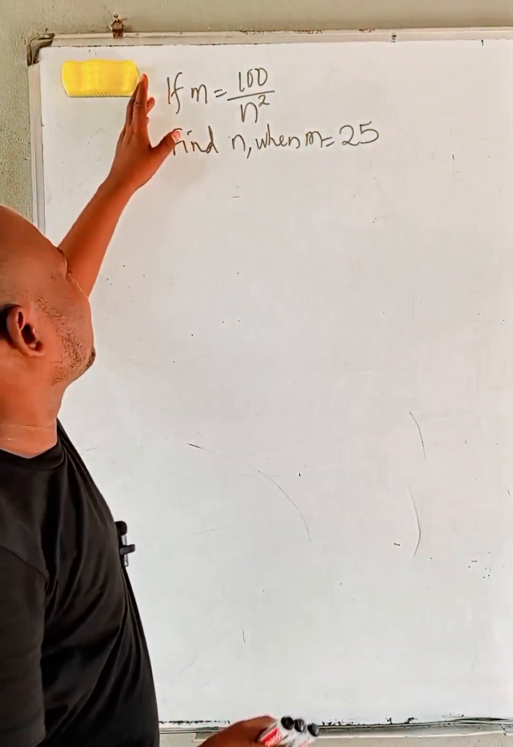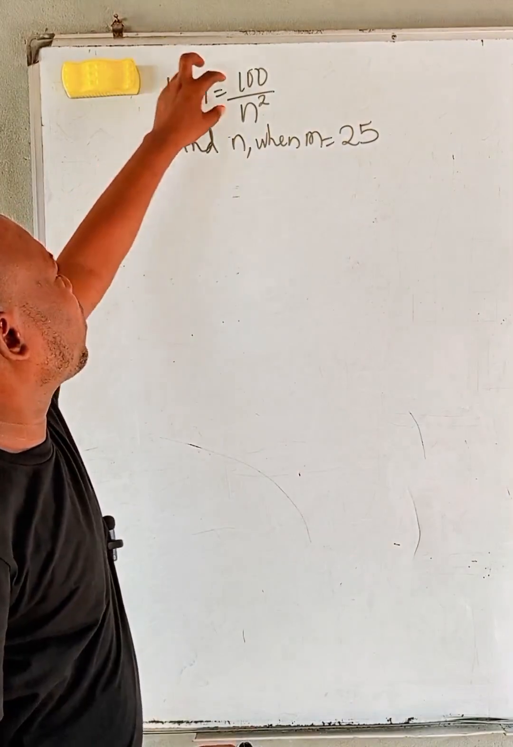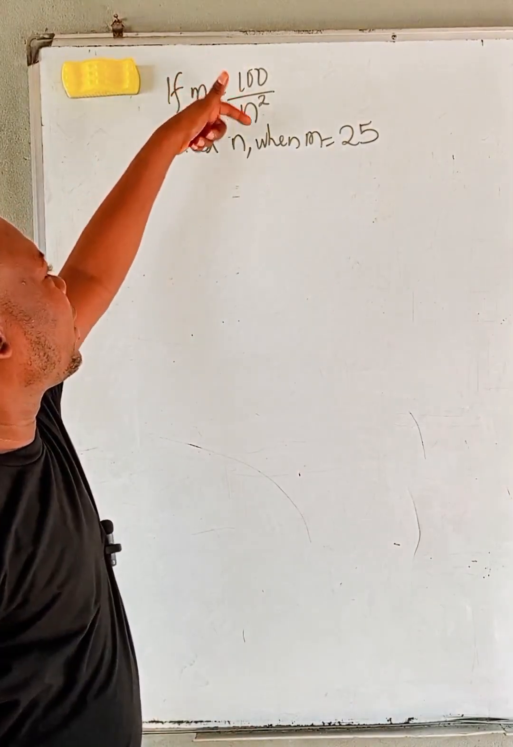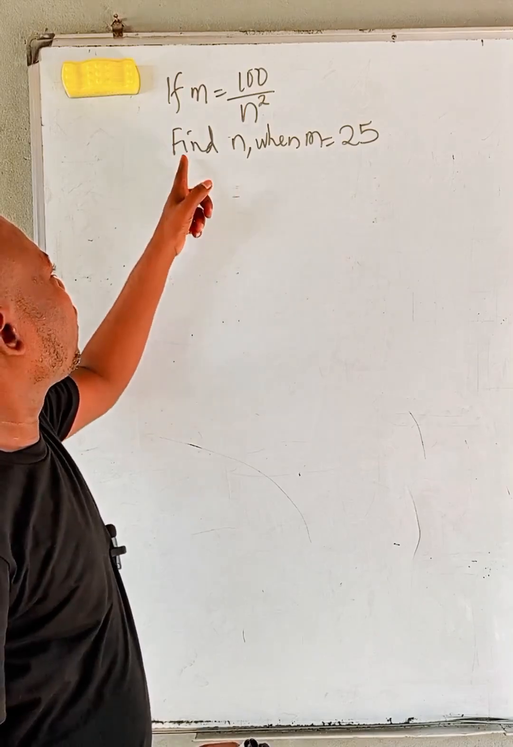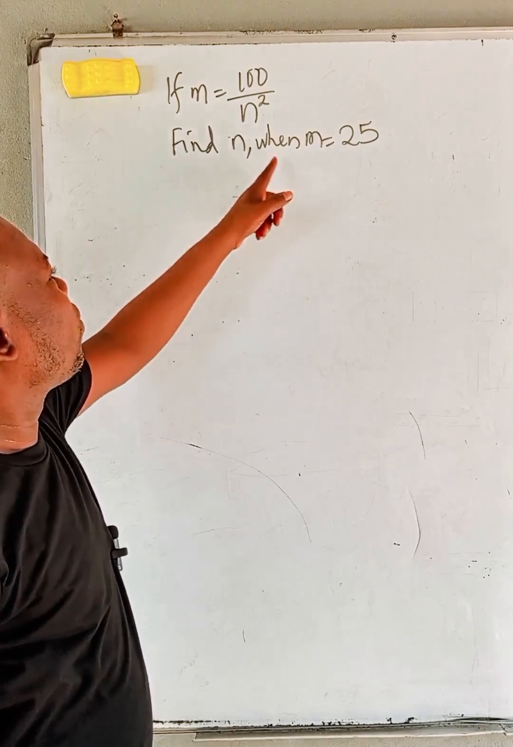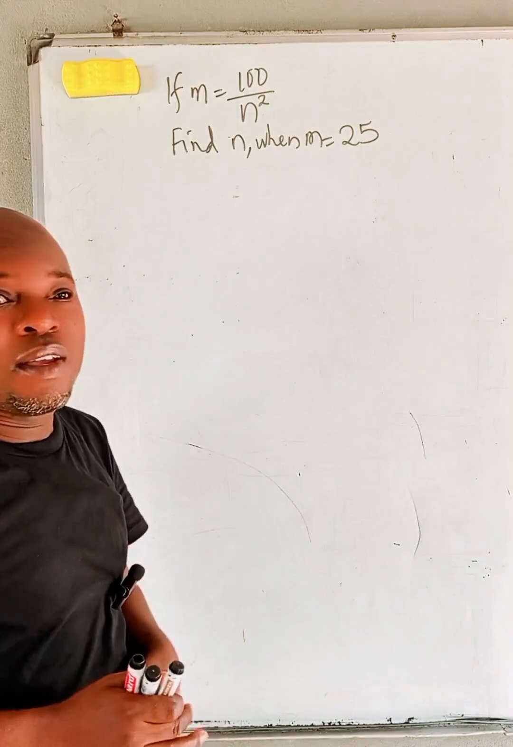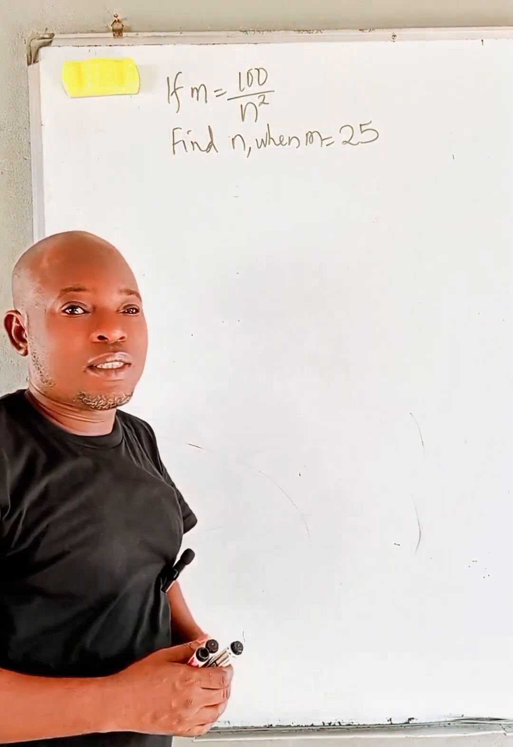Okay, we have this to solve. We are told that if m is equal to 100 all over n squared, we are to find n when m is 25. Okay, so let's solve.